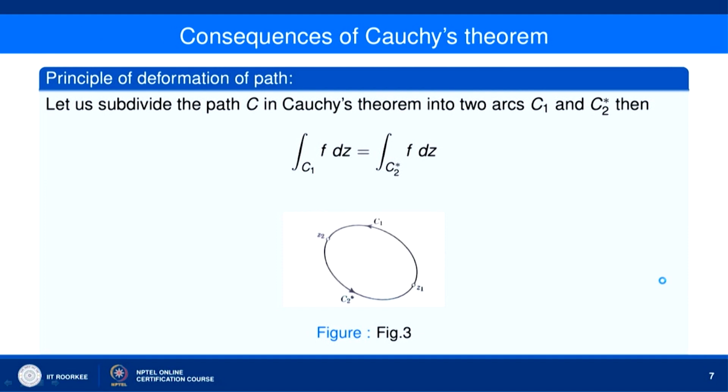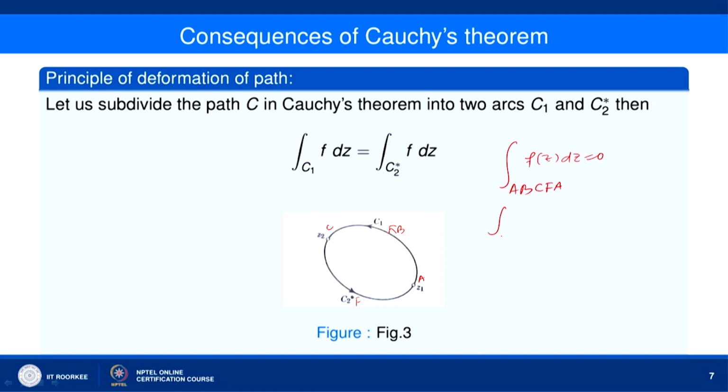Now let us look at consequences of Cauchy integral theorem. Suppose we have a simple closed curve C in Cauchy's theorem, we can divide it into two arcs, C1 and C2 star. So this is my curve C, I divide it into two parts from z1 to z2, this is my C1 curve, and then C2 star is this. So then you can see, if this is A, B, C and here I take a point F, then integral over ABCFA of f(z) dz equal to 0.